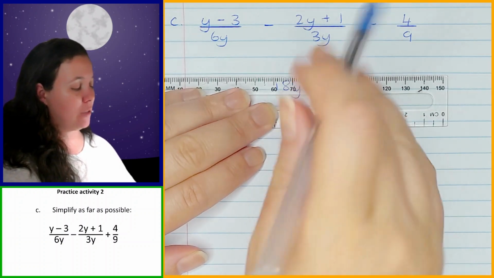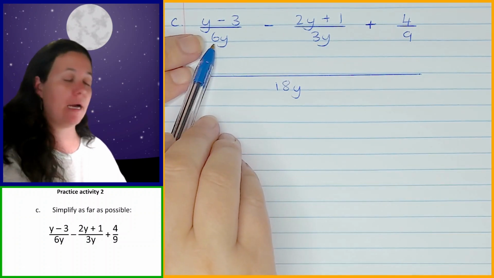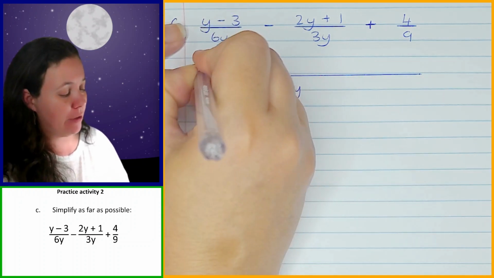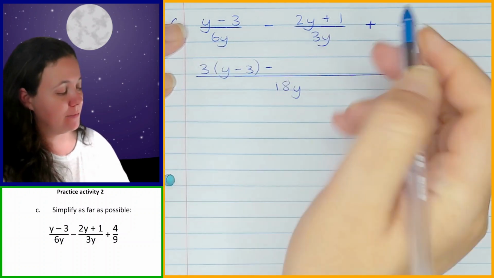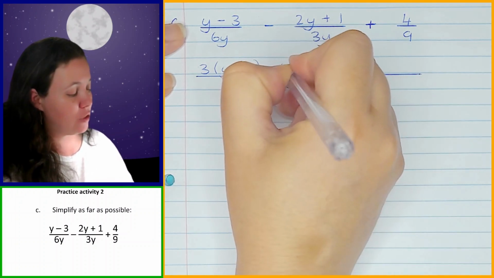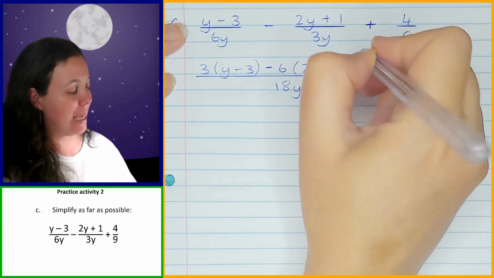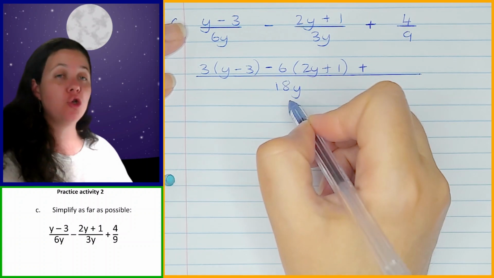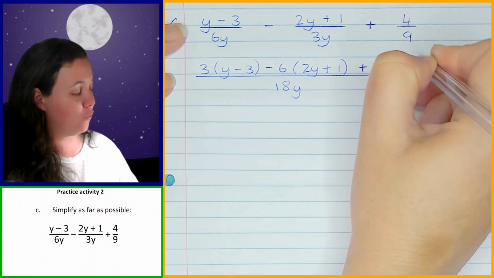Now let's go and have a look at what our numerators are going to change to. So I need to multiply 6y by 3 to get 18y. So I need to multiply the top by 3. That's going to be 3, and then in brackets, y minus 3. Minus. Then I need to multiply 3y by 6 to get 18y. So I need to have 6 over here and then 2y plus 1 in brackets. And then plus. And now over here, I need to multiply the 9 by 2y to get 18y. So I need to multiply over here by 2y and then have my 4 in brackets like that.